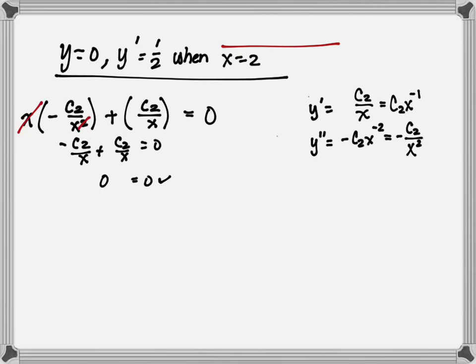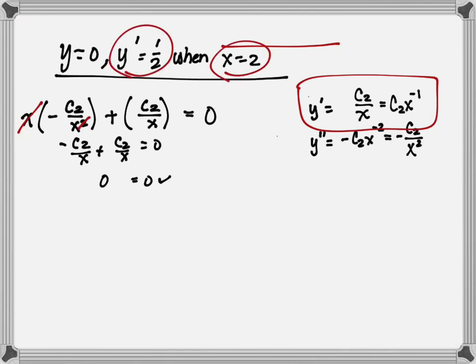There. If you take a look at the derivative equation right here, we can use the information that y prime is 1/2 when x is 2, and we can figure out what C2 is because that's the only piece that's not known in that equation. So over here, I can do y prime equals C2 over x. Y prime is supposed to equal 1/2 when x is equal to 2. So what does that tell us about C2? C2 is 1. Okay, so that's one of them. We've found one of them now.